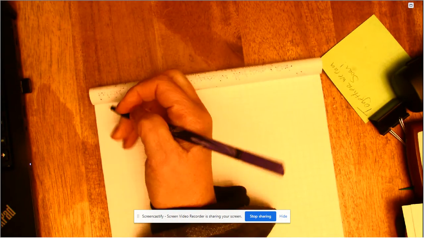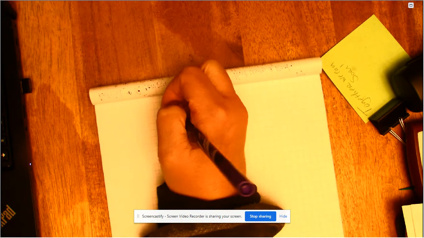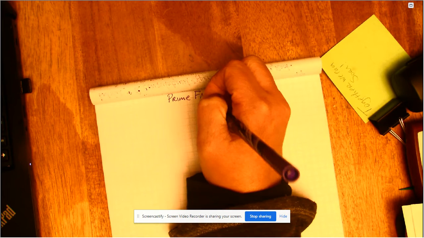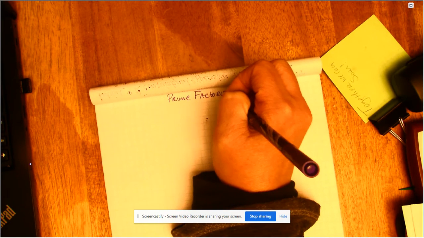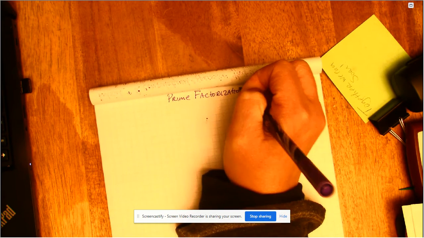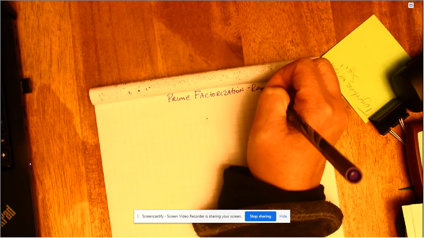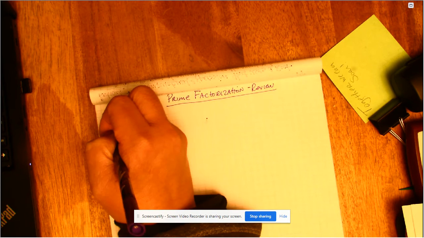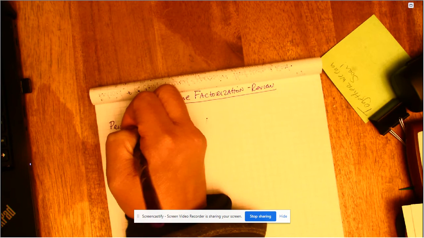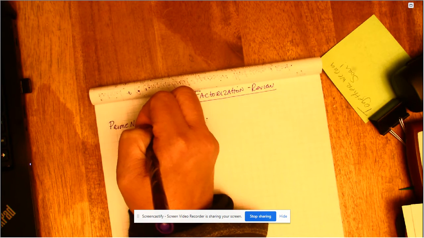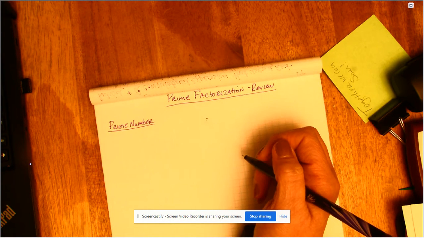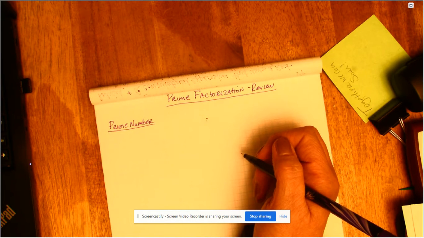Prime factorization review. First thing we need to know is what is a prime number. And hopefully, you know that prime means special, means unique.